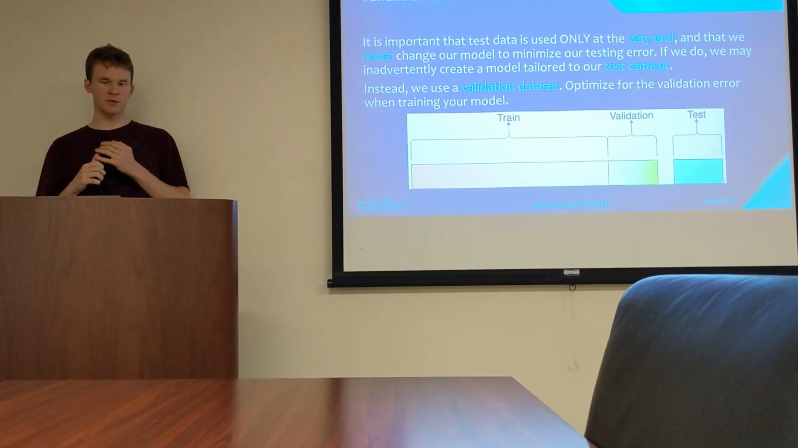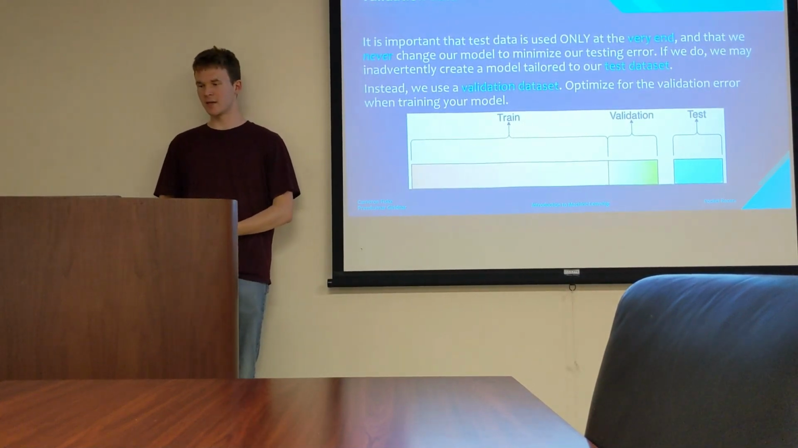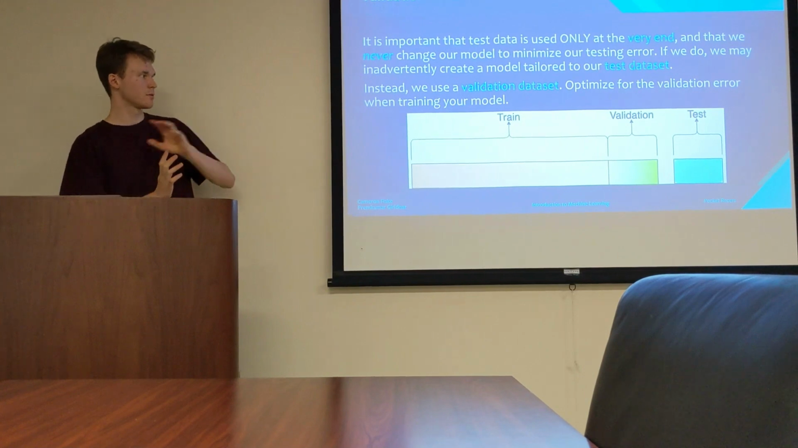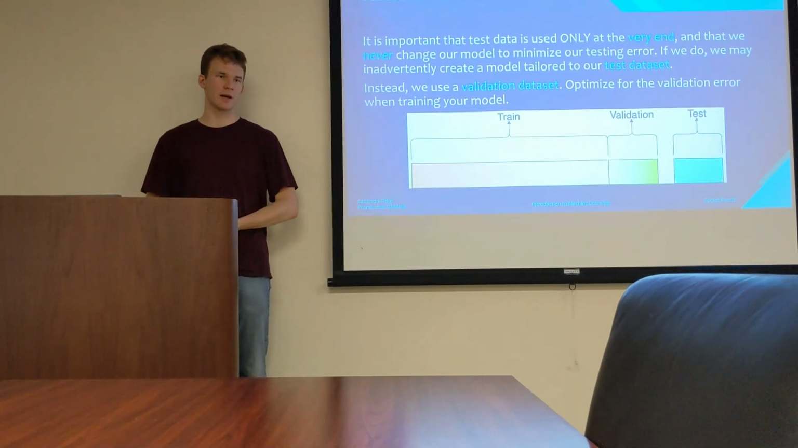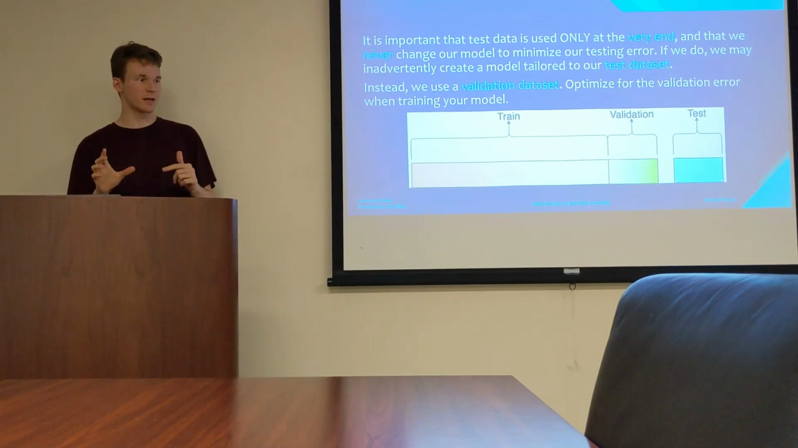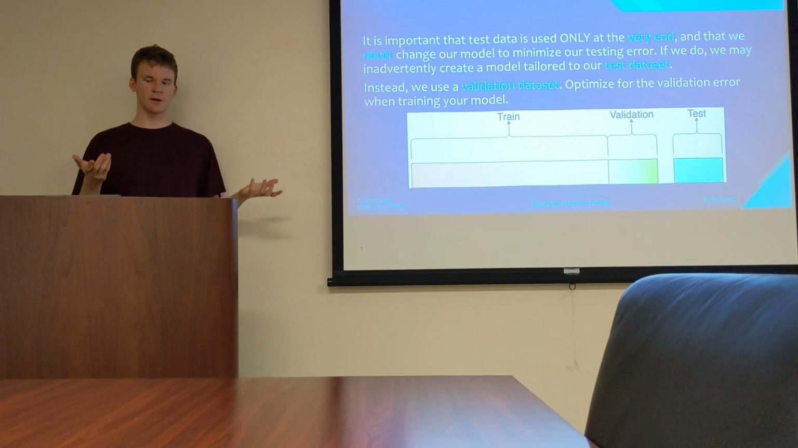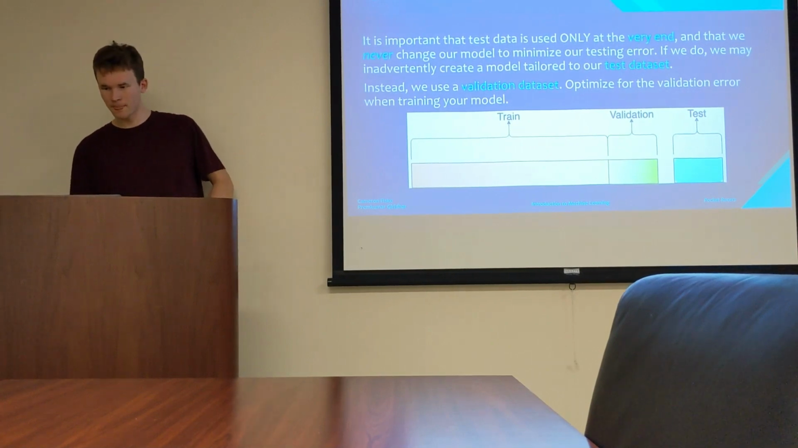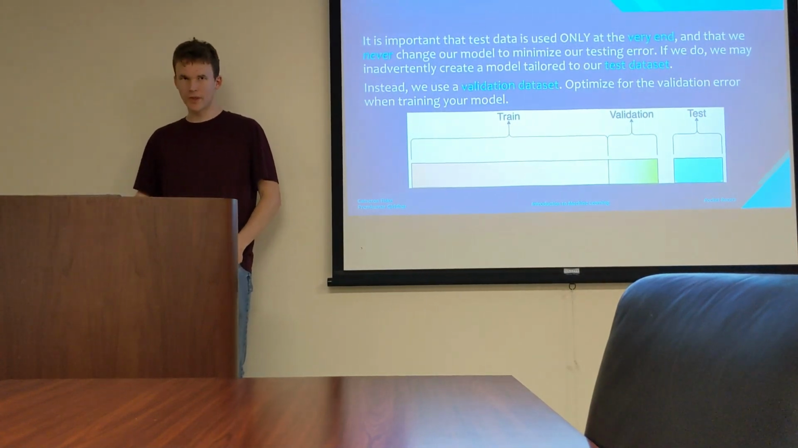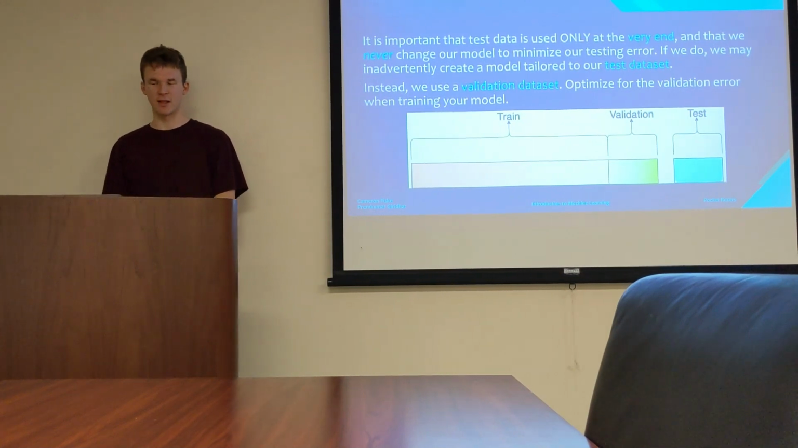Instead, we use a validation data set, which we then separate further from the training data set. So we'll train our model on the training data, and then we'll test it on the validation data and see how good our model is. And if that looks good and we think our model is working well, we will then test it on the test data to make sure that it hasn't overfit to the training and validation data.